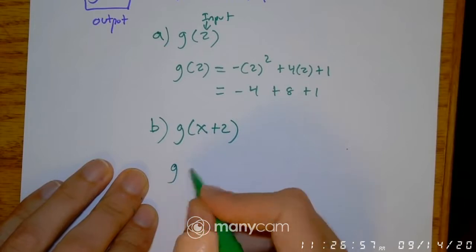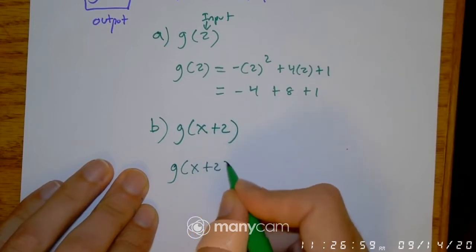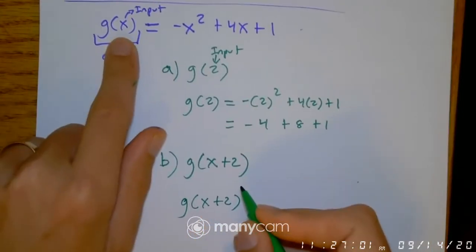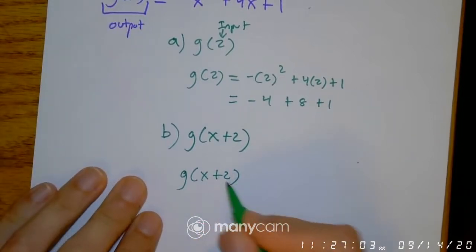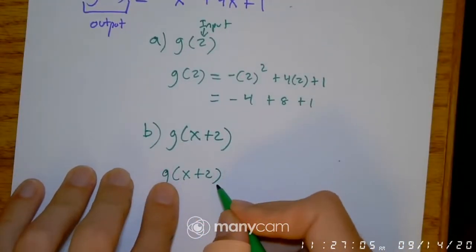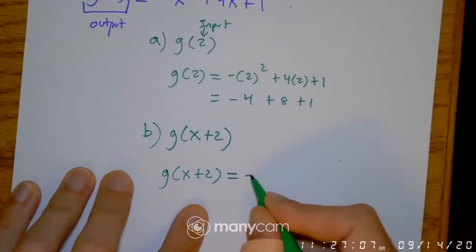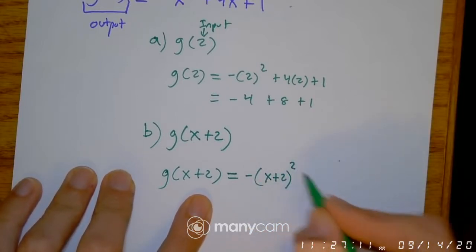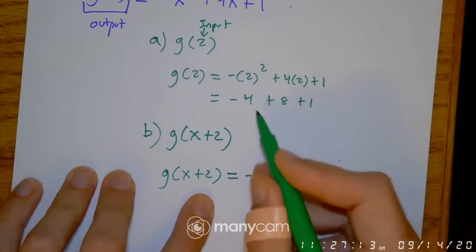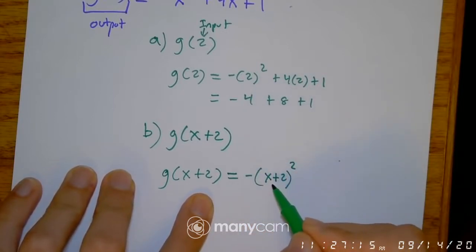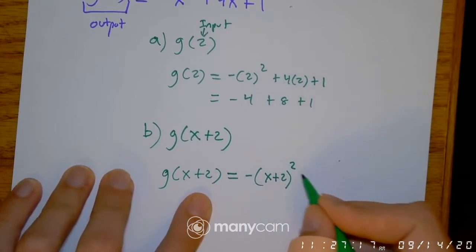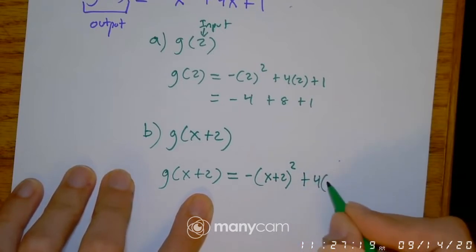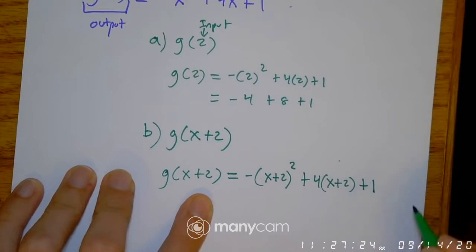So how would we do this? Well, notice how I'm replacing my input. Everywhere I see an x, I'm going to replace it with x plus 2. Again, parentheses, super important. So I'm going to have that negative quantity of x plus 2 quantity squared, right? See how the negative's still outside, and now it's a binomial squared, and then plus 4 times the quantity of x plus 2 plus 1.